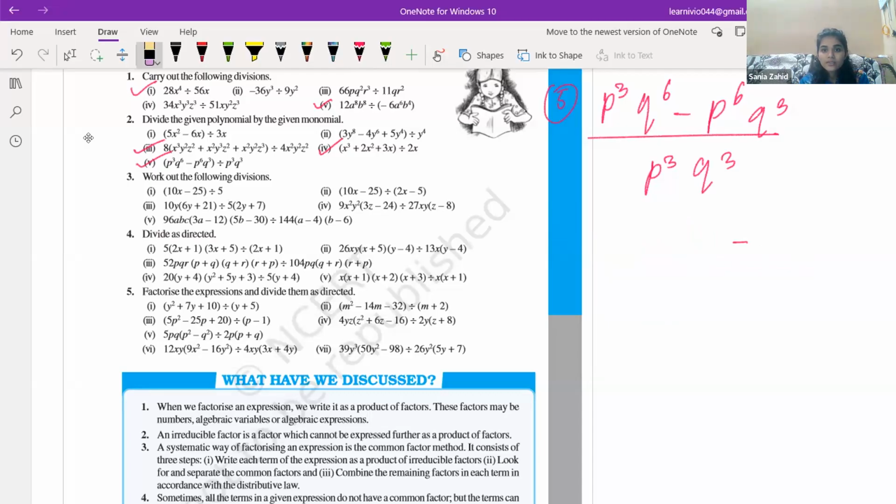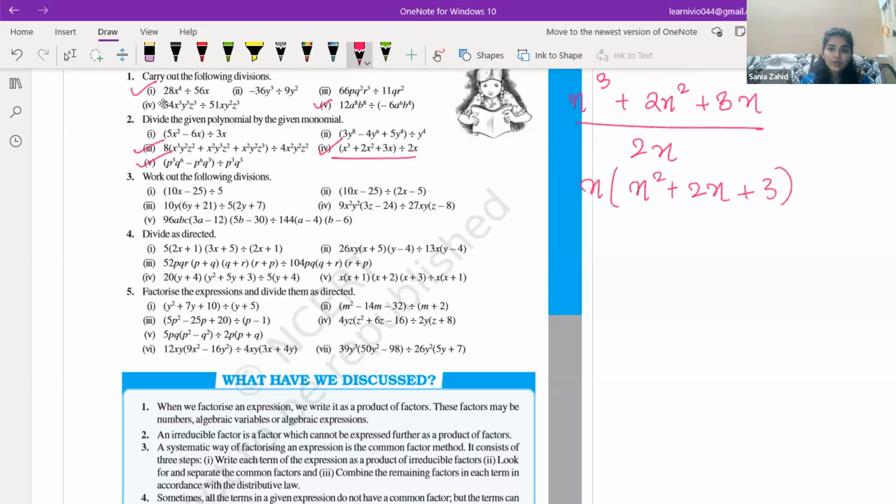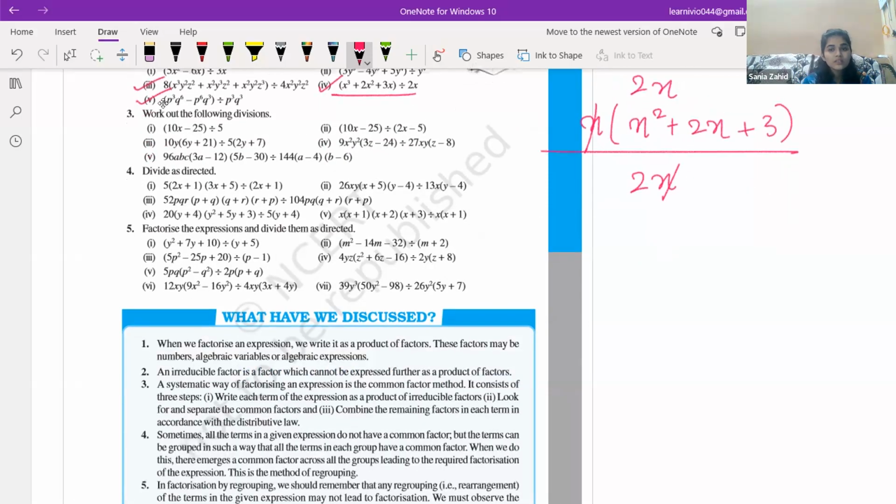Further, we have the last question from this one. We have x cube plus 2x square plus 3x divided with 2x. So how do you now solve this? We can take x common. So I'm left with x square plus 2x plus 3 upon 2x, and some x cancel. But now I can still solve it further. Can you factorize x square plus 2x plus 3?